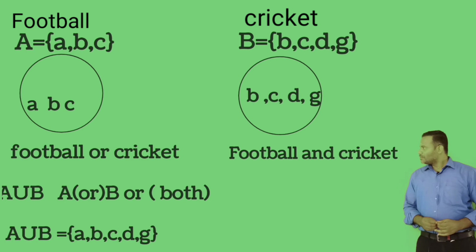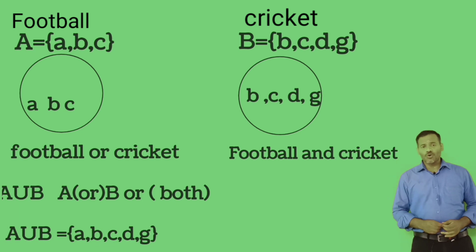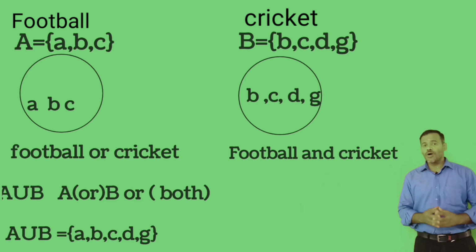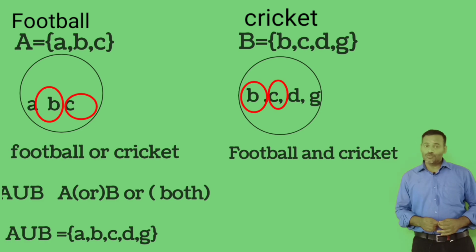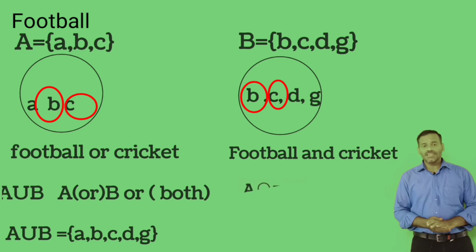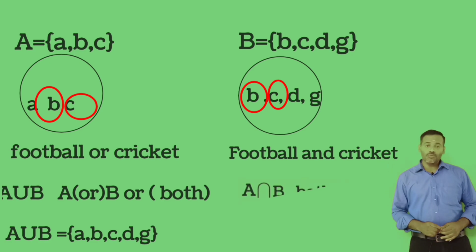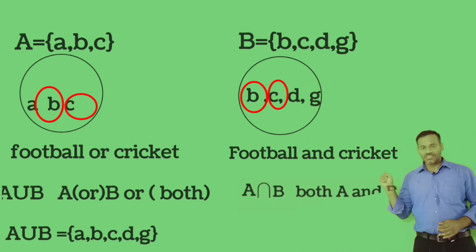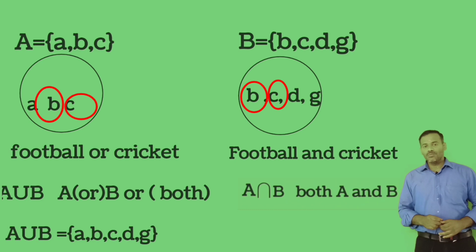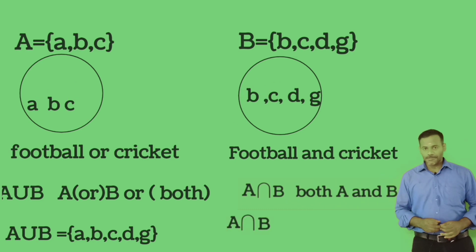Now children, looking at these two sets, can you observe the people who love football and cricket? What is the common thing? Yes, B and C love both football and cricket. For this we are going to take an intersection. So A intersection B, we get the elements B and C.